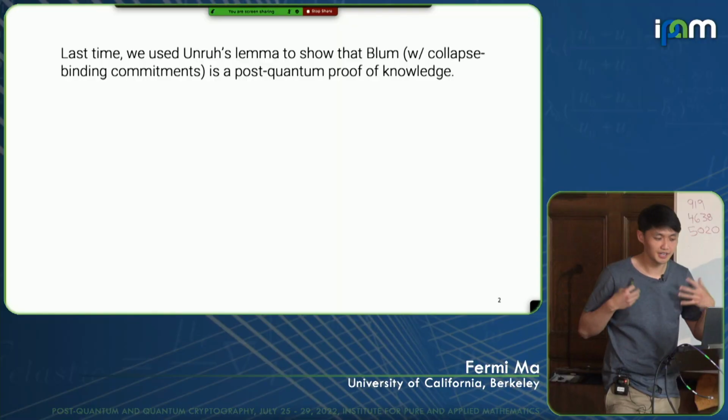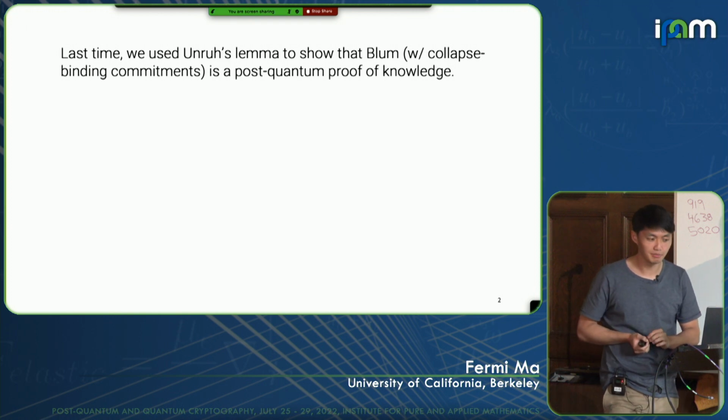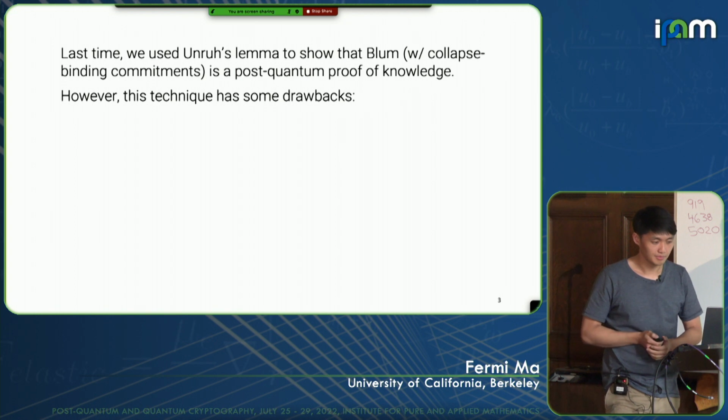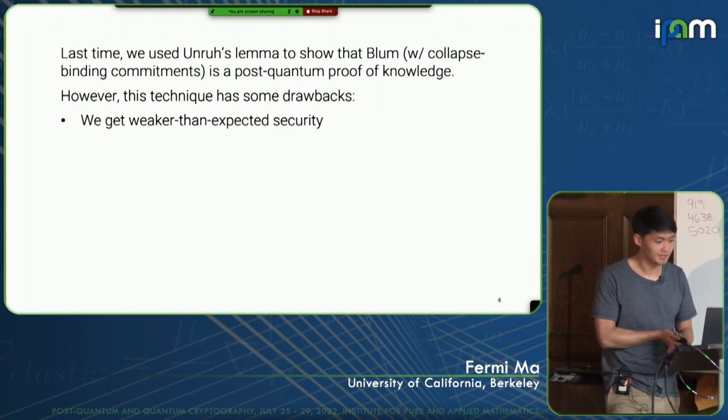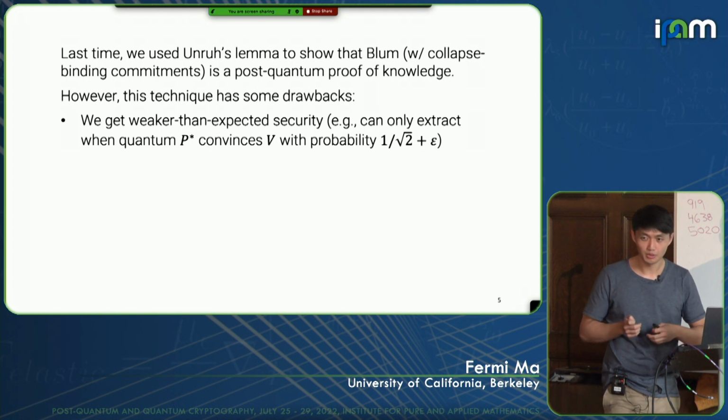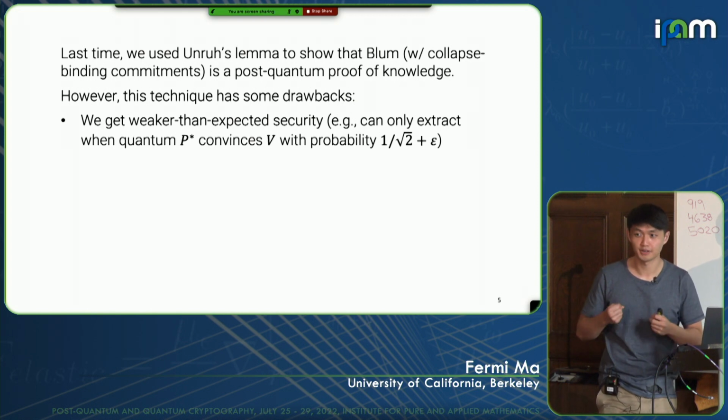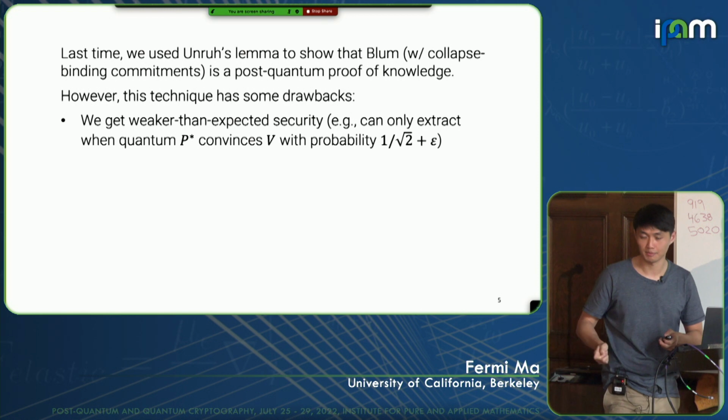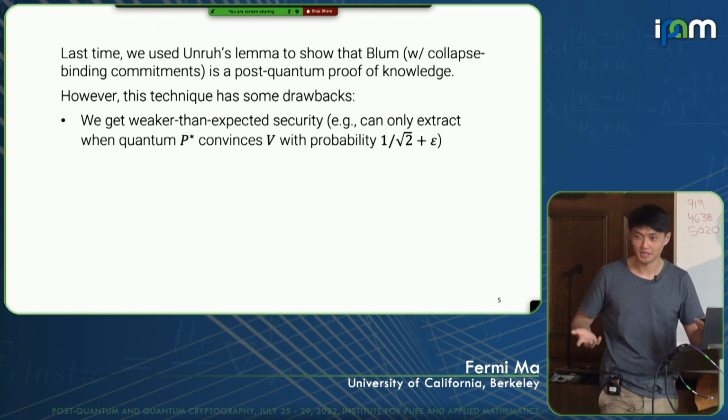All right, so last time, we saw how to use Unruh's one-bit rewinding lemma to show that when you instantiate Blum's protocol with collapse-binding commitments, you get a post-quantum proof of knowledge. This technique has some drawbacks that we saw last time. We get weaker than expected security, right? We can only start extracting once the prover convinces the verifier with probability 1/√2 plus epsilon. And it was unclear where that comes from.